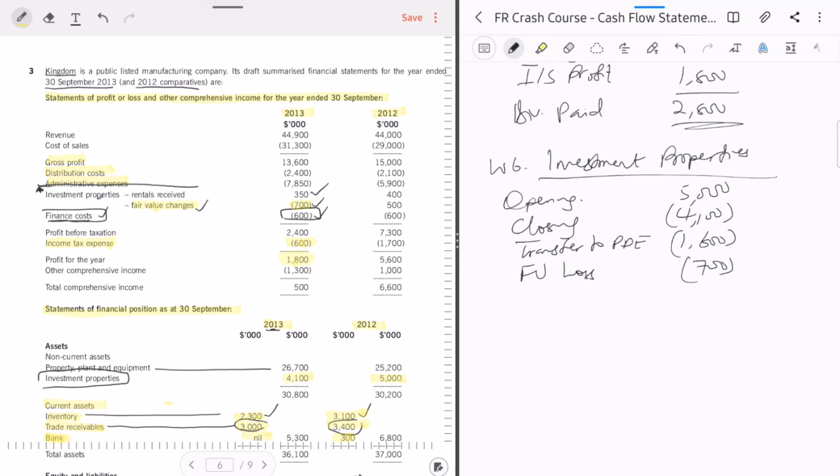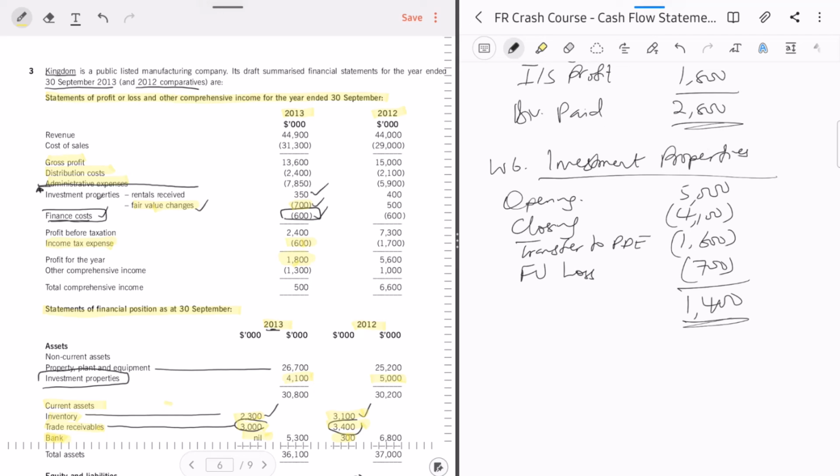So let's net this off and see what we get. So it's going to be 5,000 minus 4,100 minus 1,600 minus 700. What does it give me? It gives me 1,400.